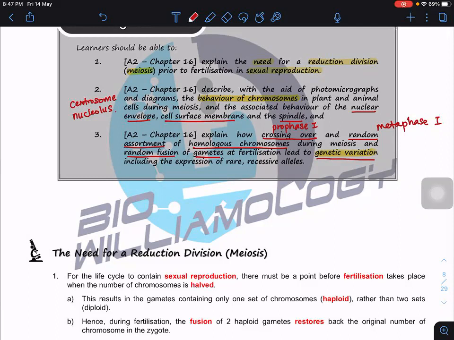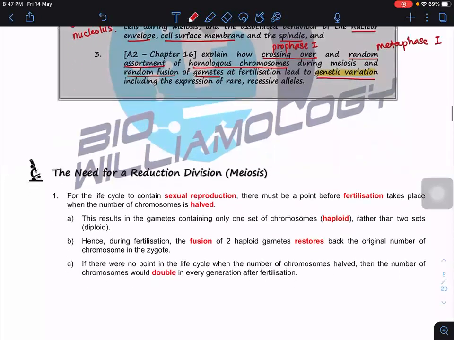And we haven't even counted the probability of your father meeting your mother. So it makes each single one of us very, very unique. For random or independent assortment, I will do a simple calculation and you will know how unique or special each of us is. So why do we need reduction division?